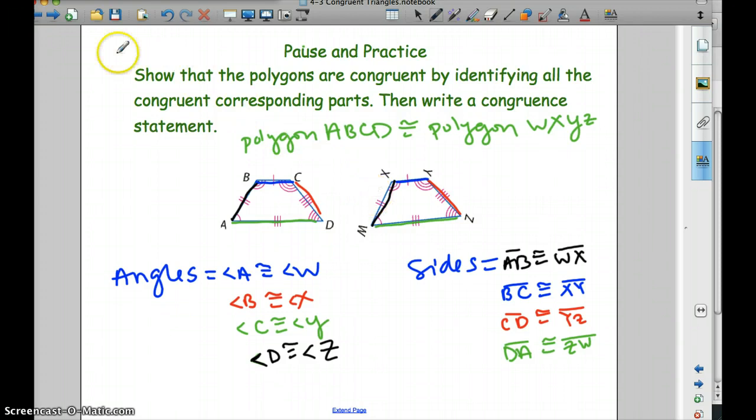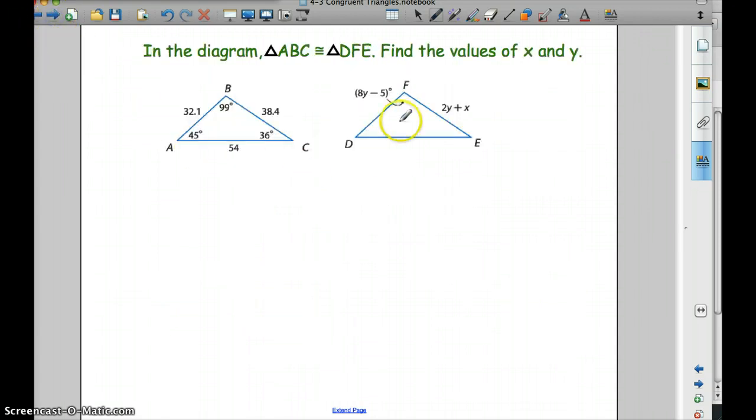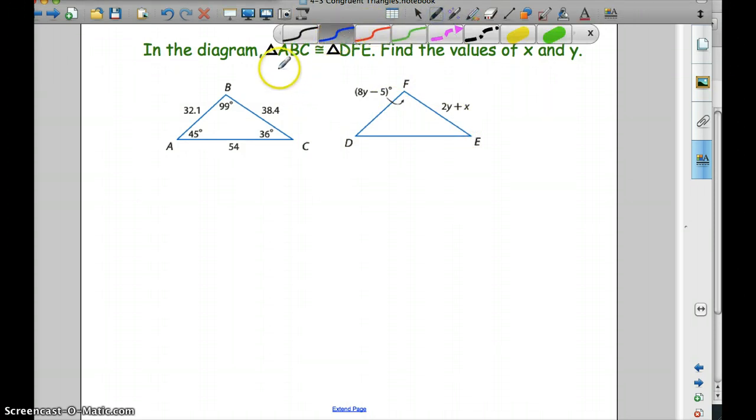Now we can also use these congruent methods to find the missing angle. So in the diagram, triangle ABC is congruent to DFE. So we could even rewrite it so we know what side is congruent to what side or what angles. So DFE. A is congruent to D, B is congruent to F, C is congruent to E. So how do you think we could figure out x and y?